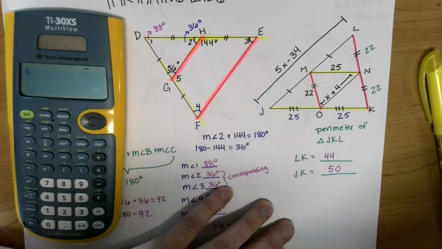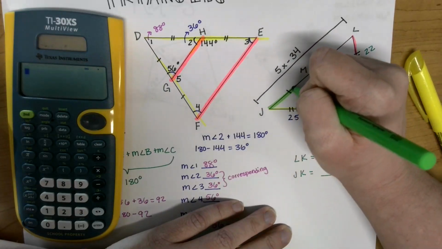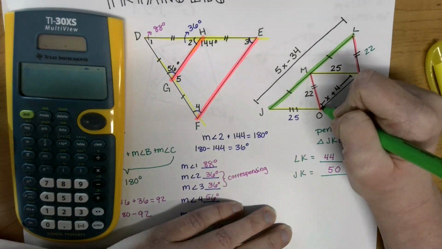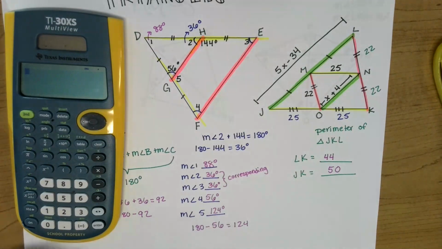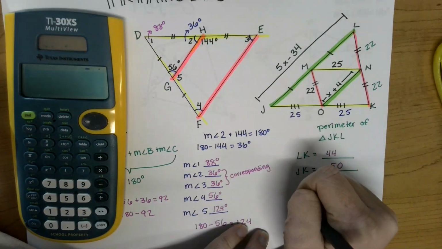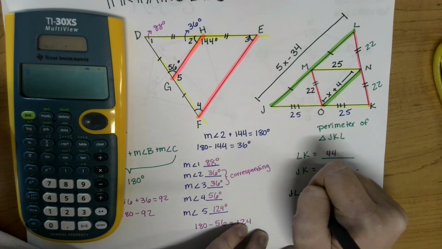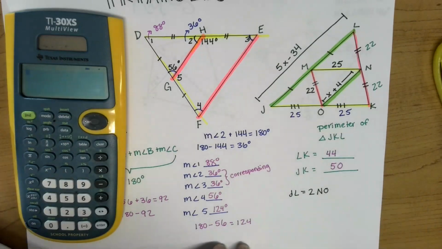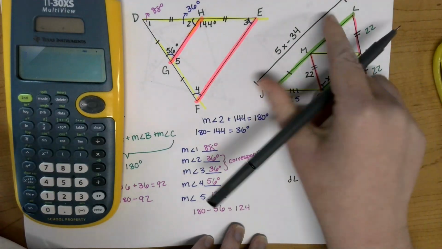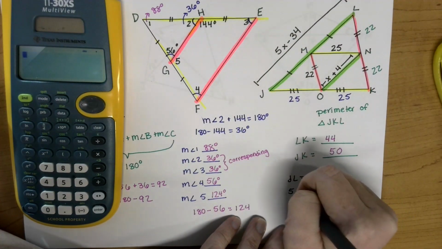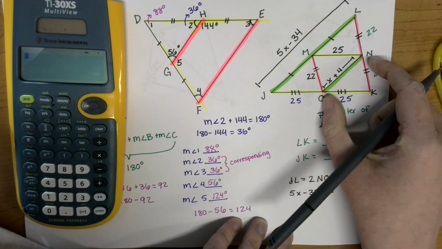All right, and now let's look at JL. So we're going to use that same logic, that this is equal to 2 of these, or this is half of this. So I have that JL is double the length of NO. Well, I don't have a length for those. I just have some expressions. So JL I have is 5x minus 34. And NO I have is x plus 4.